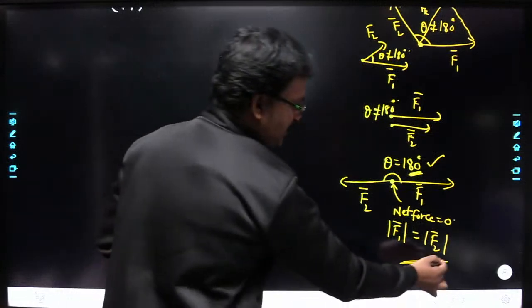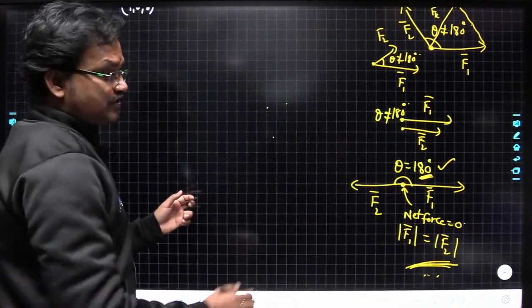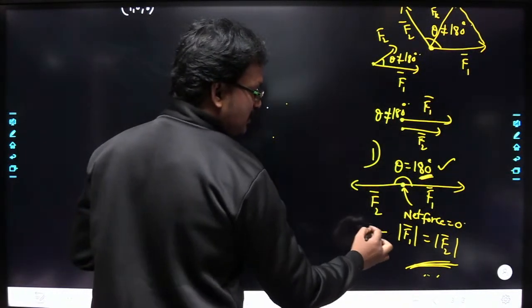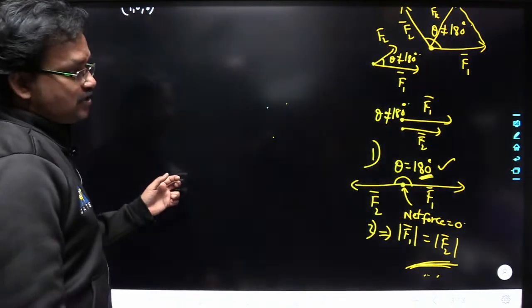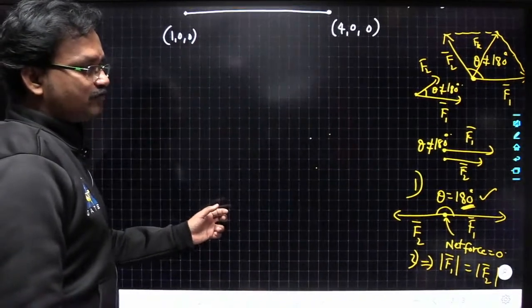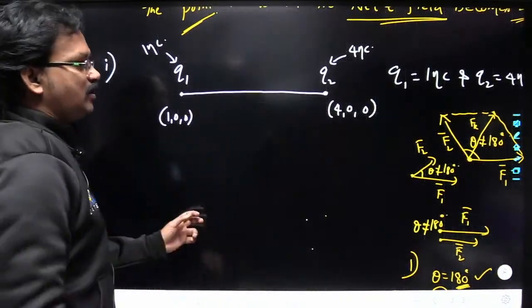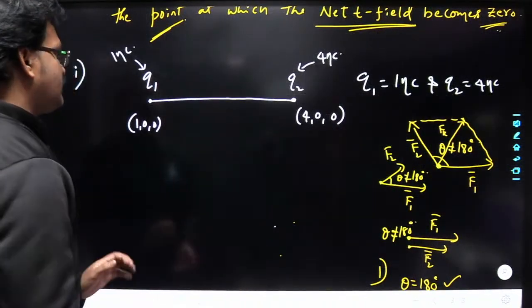So this is the condition for the net force to become equal to 0. The first one is the phase shift: the angle must be equal to 180 degrees, and the magnitude must be the same. So these are the two conditions for the net force to become equal to 0. You have to apply the same concept here. Right? Okay. So now see here.